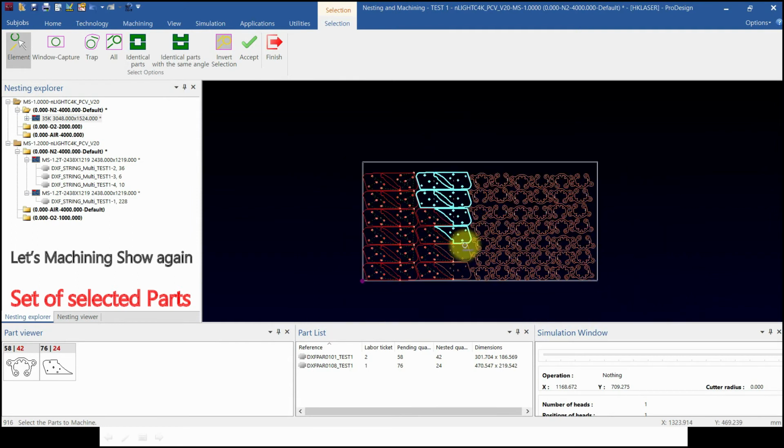Both are the most common methods to make machining, so please keep in mind to find the one that suits you.